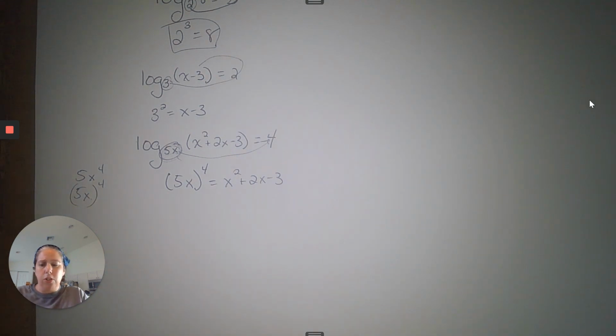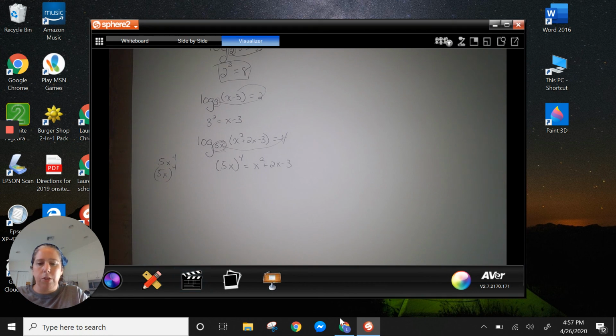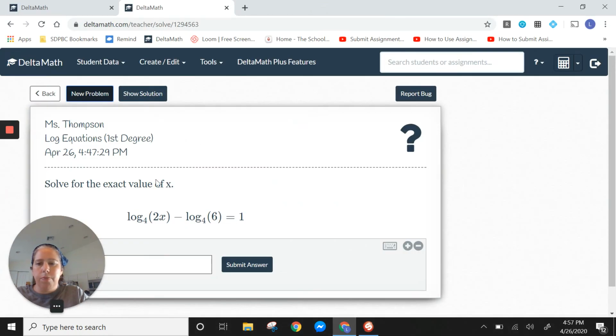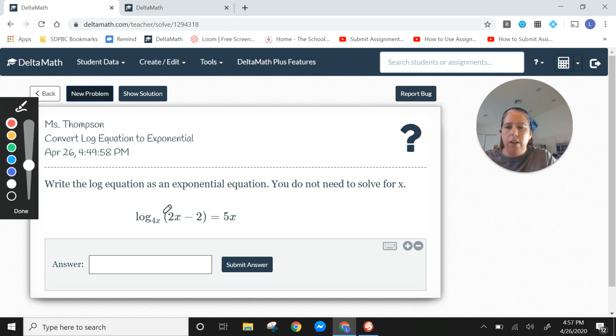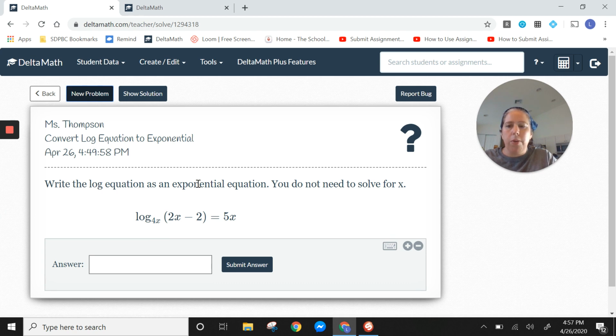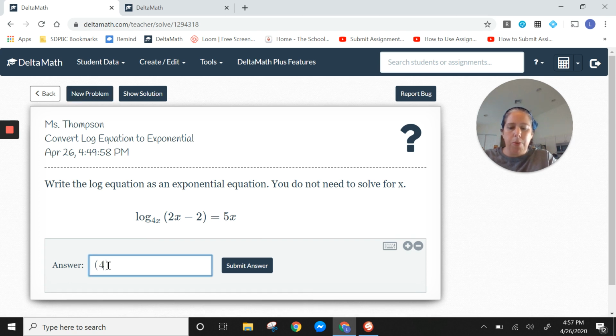So let me just actually show you that real fast right now. Let me pull it up. All right, so if I give you something like this, this is what I was talking about. Right here, there's a 4 times an x down there. It says write the log equation as an exponential equation. You do not need to solve for x. So it's the base, right? But now there's 2 things there, so you guys are going to have to put it in parentheses. Make sure you put it in parentheses.